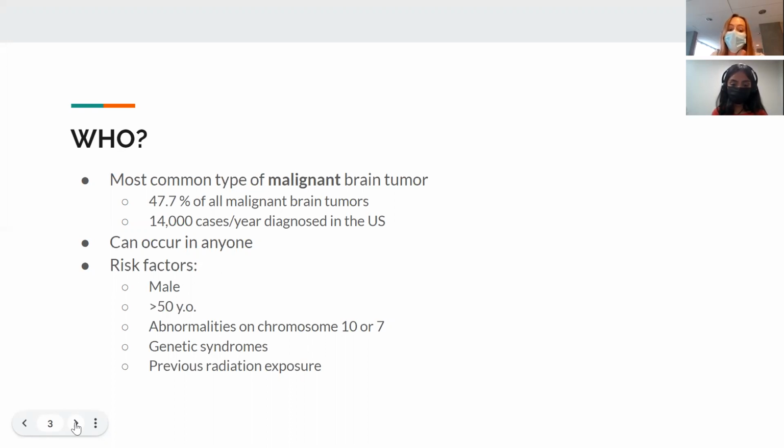And glioblastomas can occur in anyone, but there are certain risk factors that make someone more likely to develop a GBM. Some of these risk factors include being male, being over 50 years old, the median age of diagnosis is about 64, and there are certain genetic abnormalities. We won't go into the details here. It's just important to know that sometimes there's a genetic factor to developing a glioblastoma. Also, previous radiation exposure, typically used to treat a different kind of cancer, can make you more likely to develop a GBM.